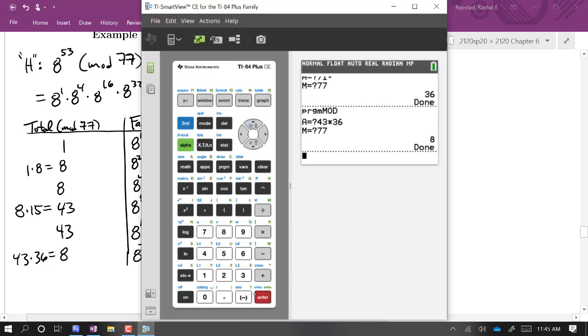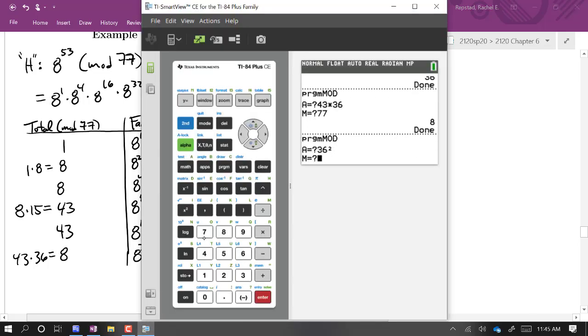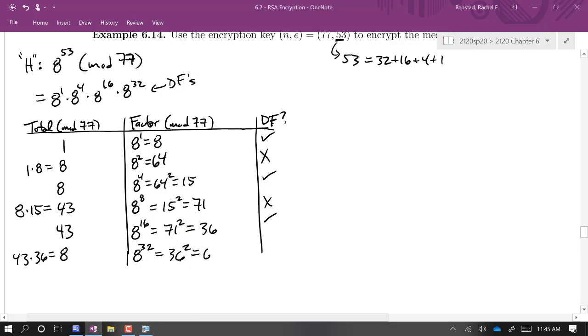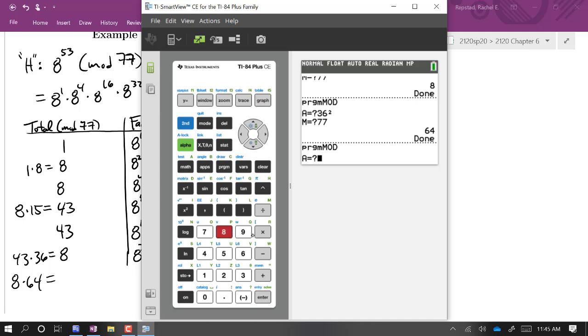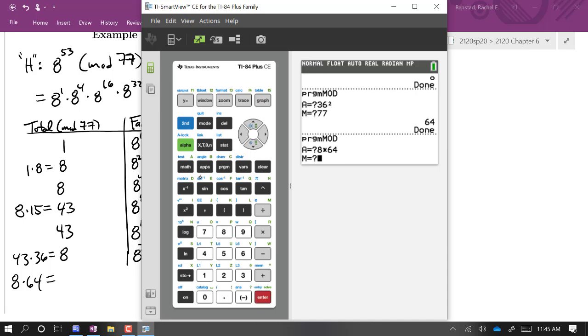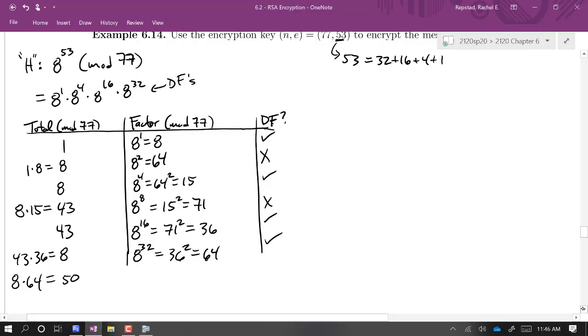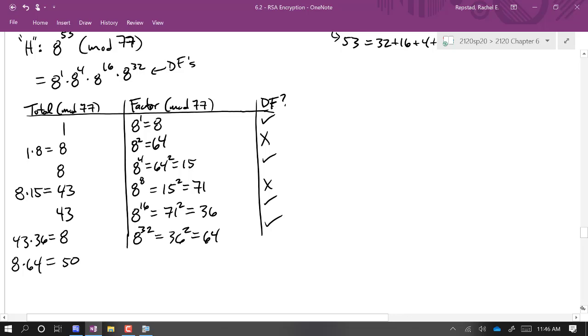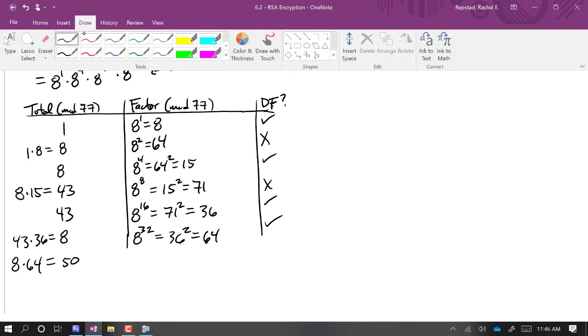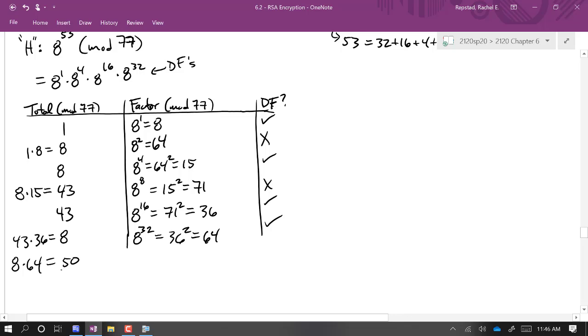36 squared is 64. That's a desired factor, so 8 times 64 mod 77 is 50. So H just gets translated or encrypted to the number 50. We don't go back to a letter like we did with the matrices. So H is encrypted as the number 50.